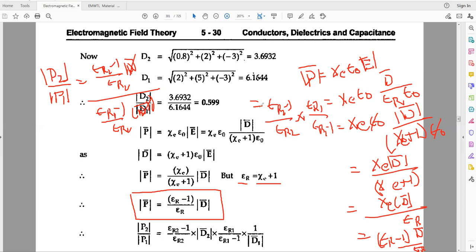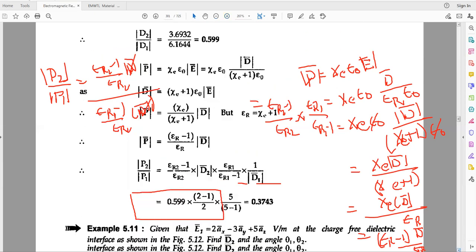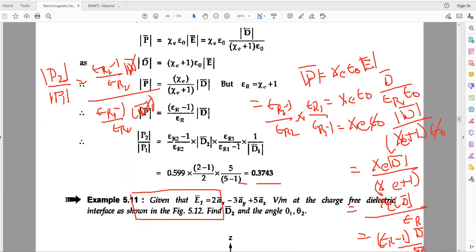We have these values 2 and 5. Substitute those values here: 2 is epsilon R2 and 5 is epsilon R1. Substitute those values and find the ratio between P2 and P1. That is 0.3743. Got it, my dear students?